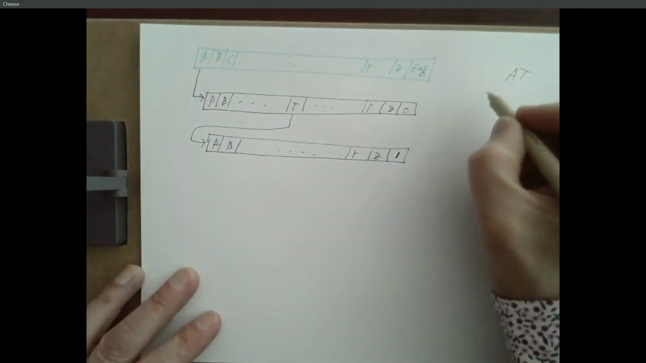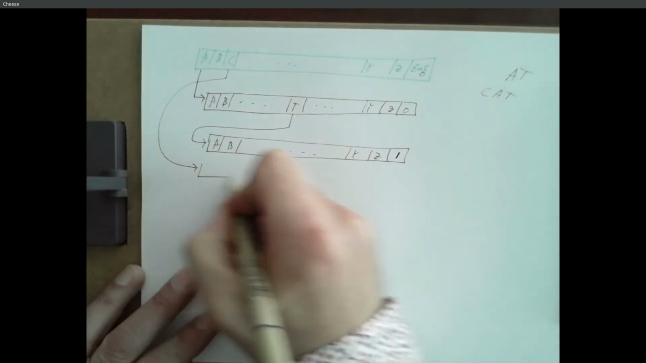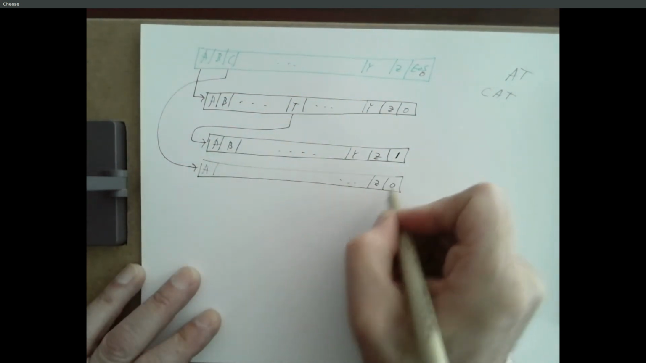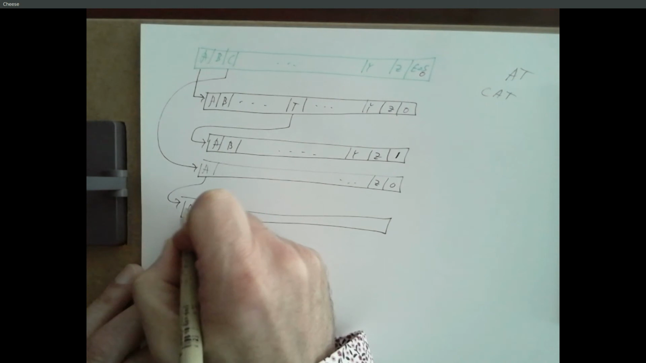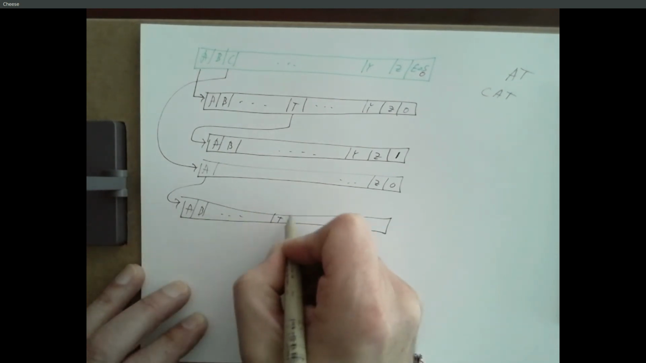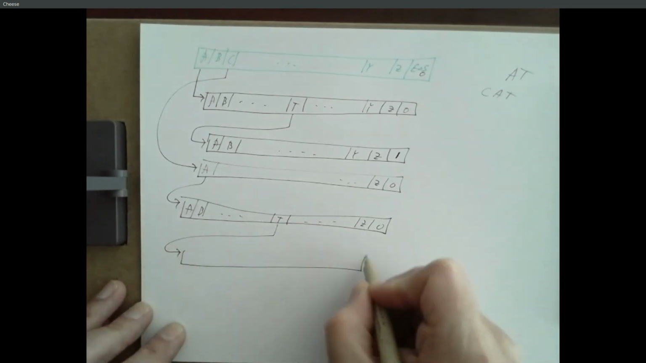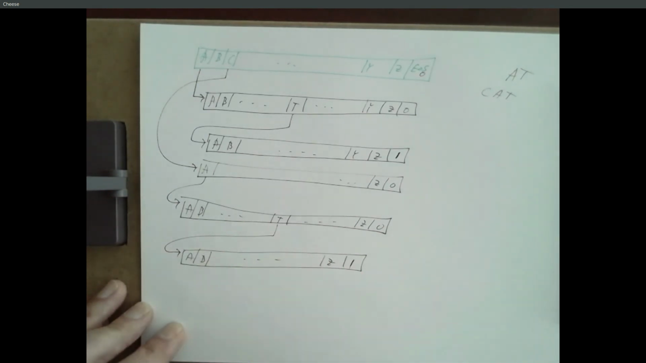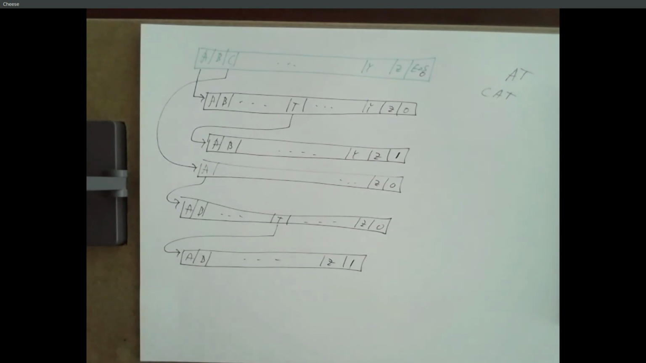So now, cat: start off with a C, point to an A, point to a T, and here I set the end of word to be a 1. So C, A, T, and that's a word in my structure.